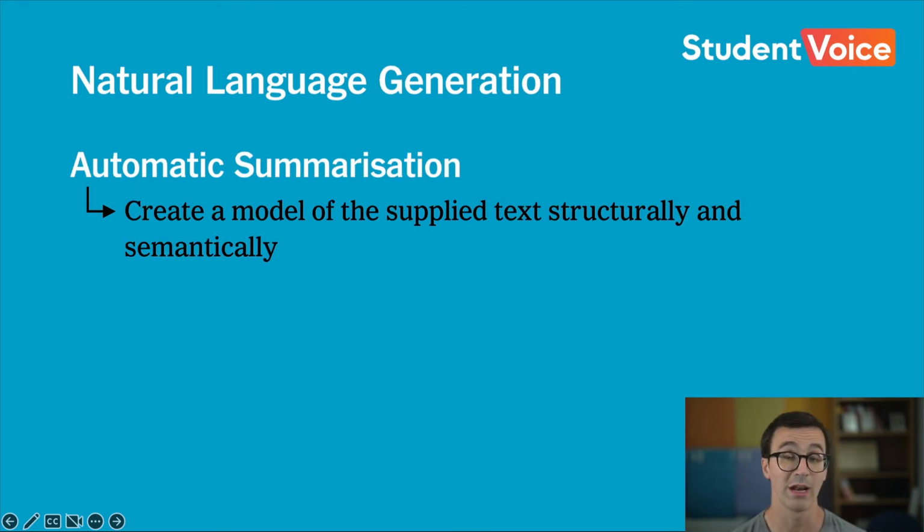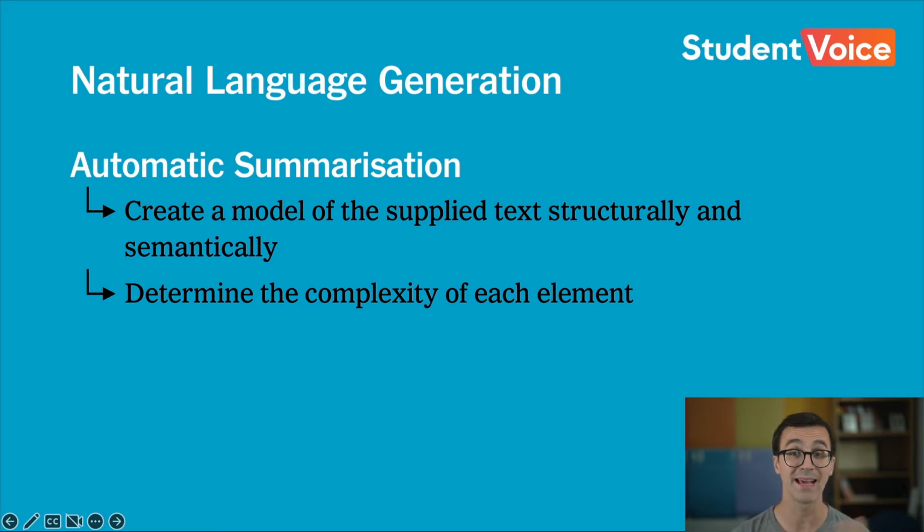On the other side, natural language generation, a good example would be automatic summarization. So taking longer bits of text and automatically generating a little snippet, maybe for social media or just an overview of the text, so we don't have to read the whole thing. What we have to do is create a model of the supplied text, a whole article, say, structurally and semantically. So how is it structured? What are the different sentences, and what are they doing? And also what are the sentences talking about? What are the concepts? Because when you summarize, you want to keep the key concepts but avoid any duplication. So we need to understand what each sentence is talking about as well.